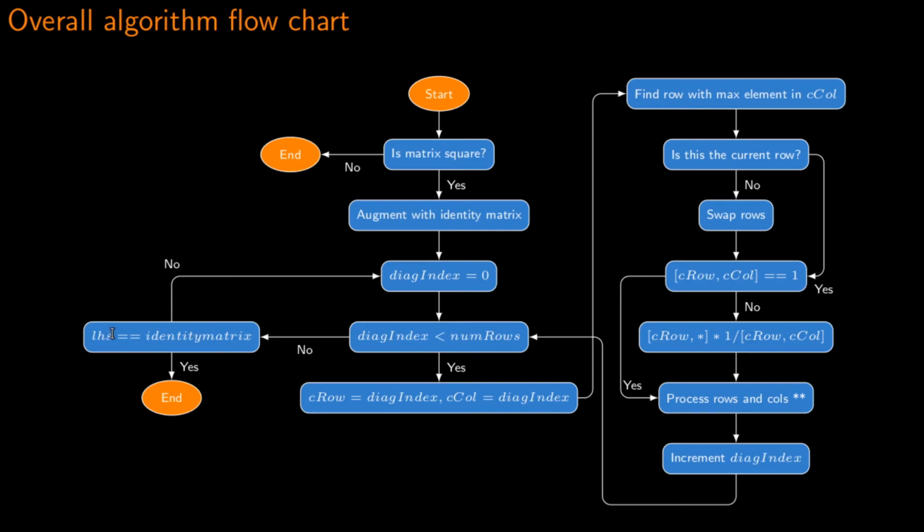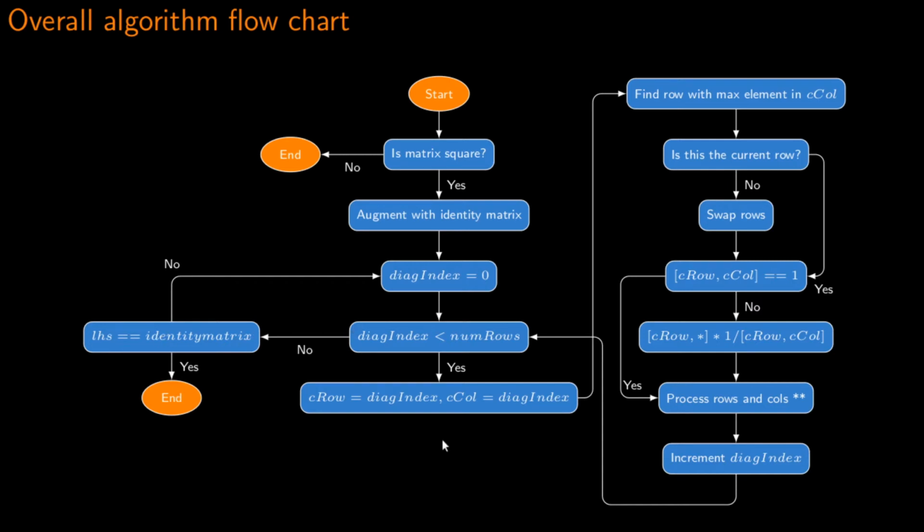Now what we're going to do is test if the left hand side of the matrix, now remember that what we did was to take the matrix we want to invert and we augmented it with the identity matrix on the right hand side, and we want to see if the left hand side is now equal to the identity matrix, then we know that we've finished. So if the left hand side is equal to identity matrix, yes, end. That's the objective, is to turn the left hand side into the identity matrix, and once we've achieved that, the right hand side will contain the inverse matrix that we want.